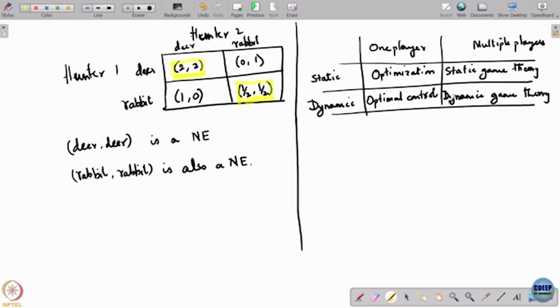So my effort is going to be to quickly run through this so that you are familiarized with the basics, and then we will spend about 70% of the course on dynamic games.